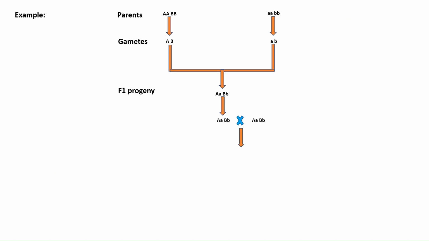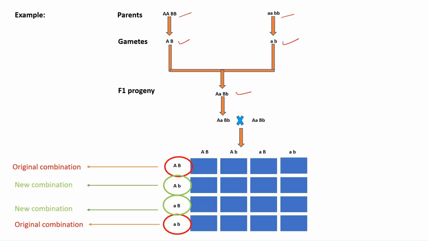Now, let's see this example. We have parents, capital A, capital B, small b, and small a, small b, small b. The gametes will be capital A, capital B from this parent, small a, small b. In the F1 progeny, it will be capital A, capital B, small b. When we cross F1 progenies, in the F2 progeny the gametes will be capital A, capital B, capital A, small a, capital B, small b. Now, I'm not completing these boxes because in the law of independent assortment videos, we already learned how to do the combinations and get the phenotypic ratio.